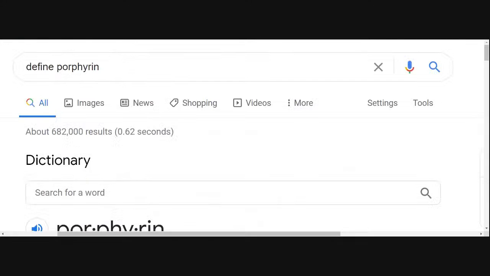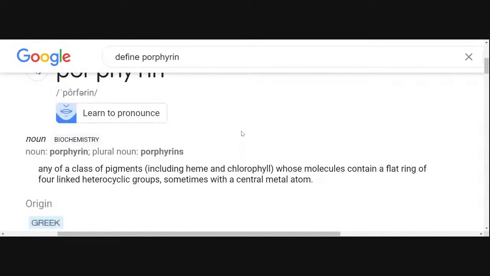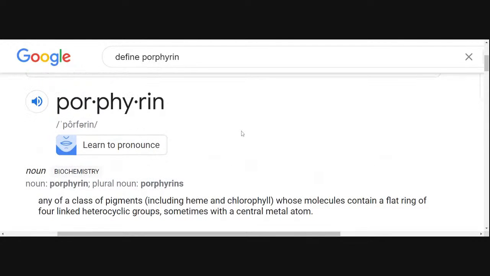All right, so let's get on to the top right here. This is the word porphyrin. And porphyrin is any of the class of pigments. Everybody knows pigments, basically like the color of your skin and all that, from yellow to black, including heme or chlorophyll, whose molecules contain a flat ring of four linked heterocyclic groups, sometimes with a central metal atom. A central metal atom. Okay?